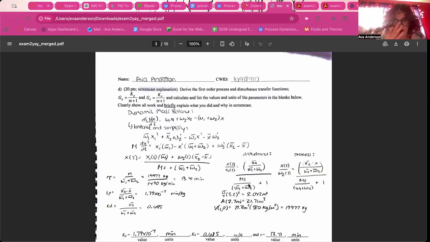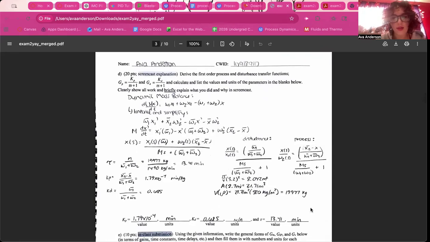And the next part is part D. We're deriving the first order process and disturbance transfer functions using these two and calculating for these values. We're starting with the dynamic mass balance, and then we're linearizing and simplifying that and taking the Laplace, which gets you this. And then we're separating this into the disturbance and process variables to get into the K over tau s plus 1 format. And then the Kp ends up being the process K value, and Kd is the disturbance. And we can solve for that.